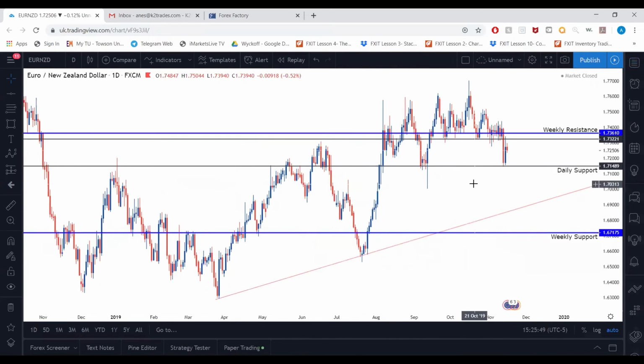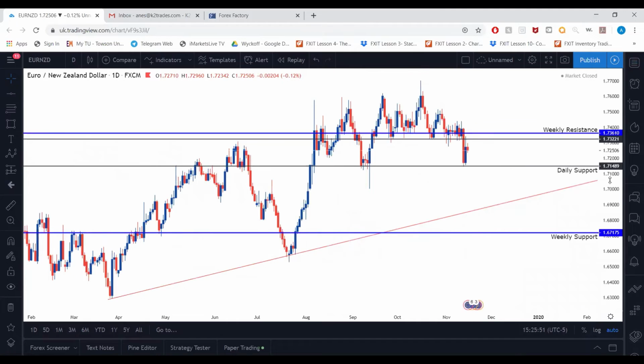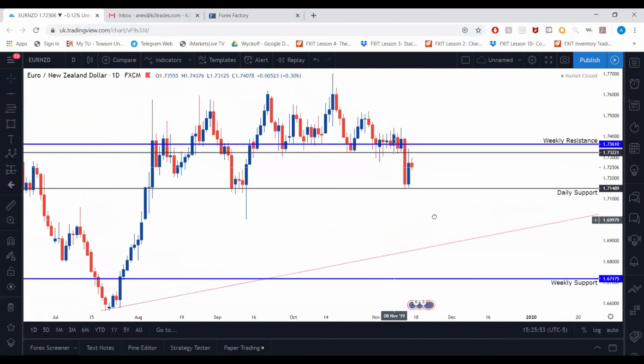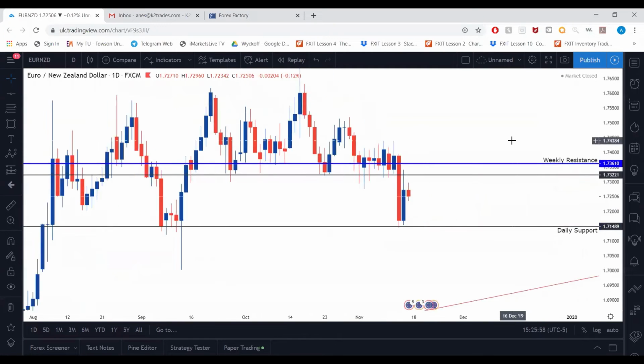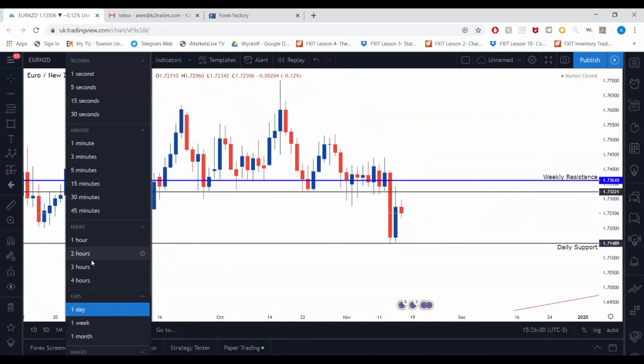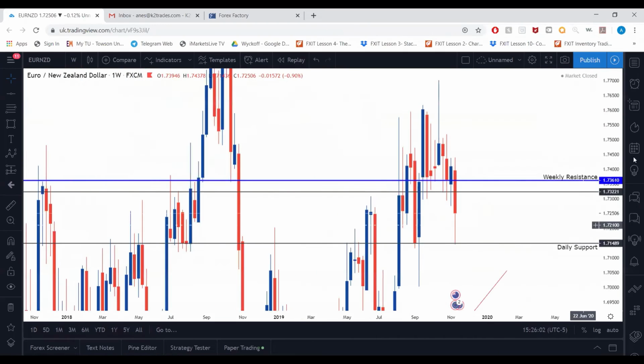So Thierry asked about Euro NZD. We actually had a sell last week and took 120 pips, so that was a good trade. But right now it's in the middle of our zone.